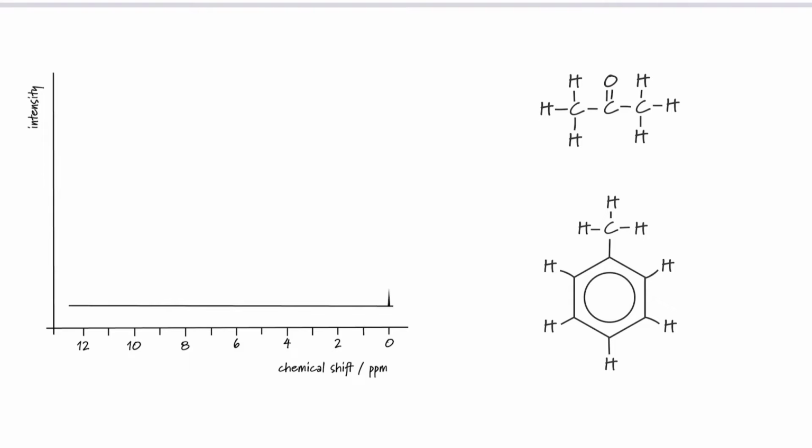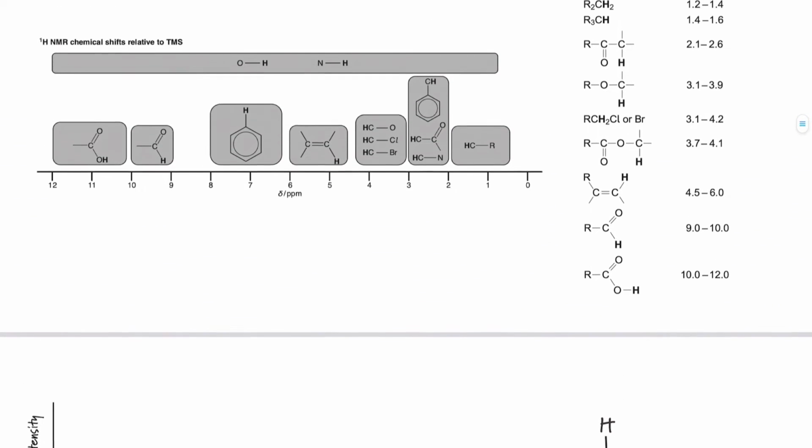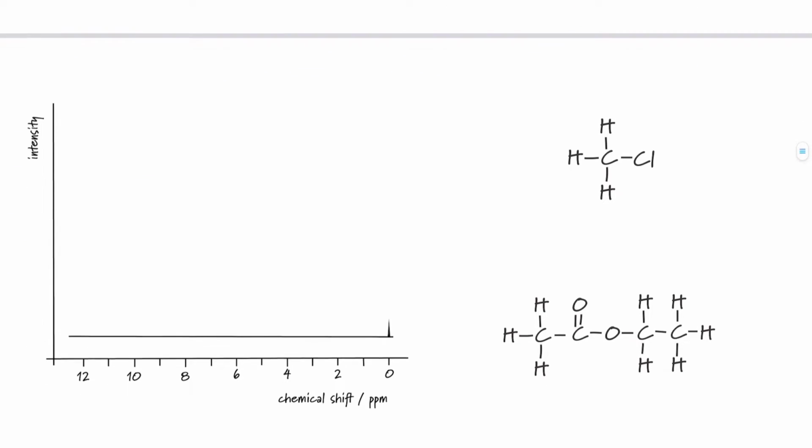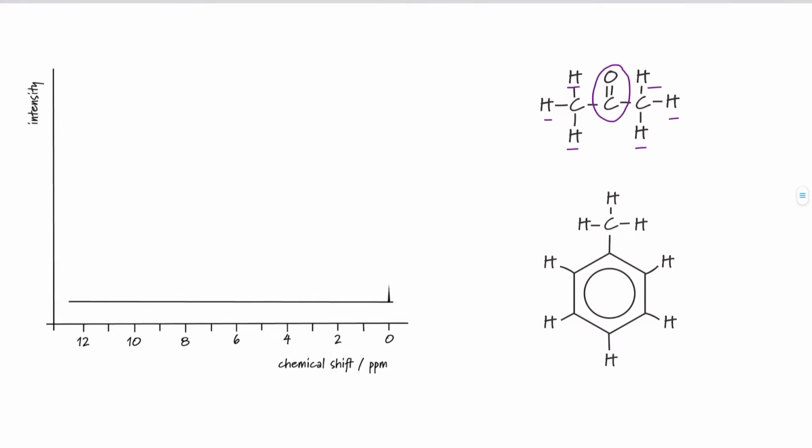Moving on to propanone. In propanone, we've got 6 protons, but they are all equivalent. They're all bonded to a carbon that's adjacent to a carbonyl group. So we have just seen that this is the type of proton that we're interested in. And in propanone, we find that there is a single peak at 2.2. So it would be 2.2, and it would have 6H written above it because there are 6 protons in that particular environment.